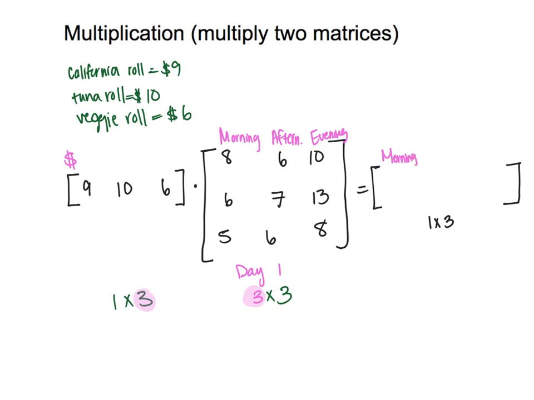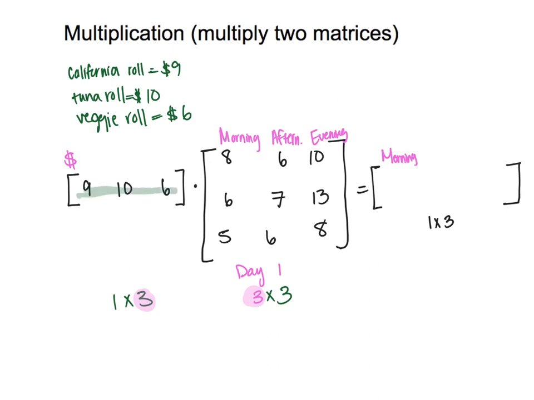So remember, these numbers here represent a certain roll. Well, this one here represents the Californian roll. So in the morning, I sold 8 Californian rolls. So Californian rolls cost $9. So I'm going to multiply those two together. This one here is going to represent the tuna roll, and I'm going to multiply the tuna price with that. This one's a veggie roll, so I'm going to multiply by the veggie roll. And then once I multiply all the numbers, I'm going to add them up. So here I go.